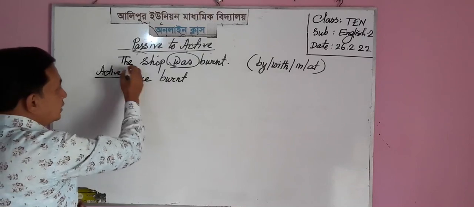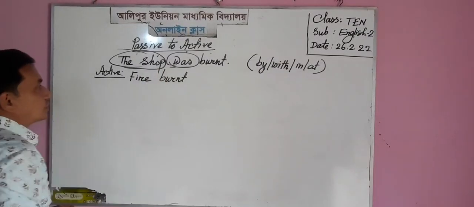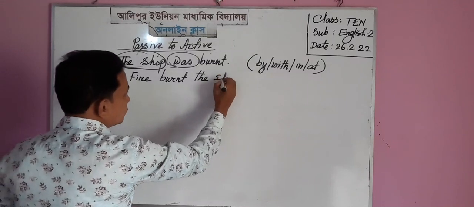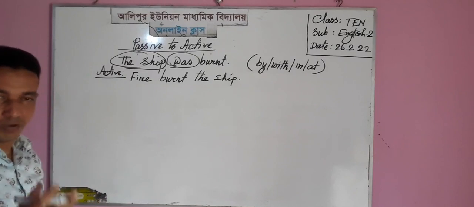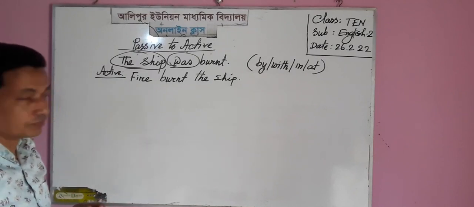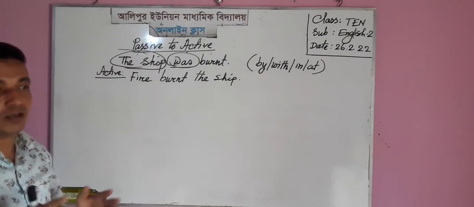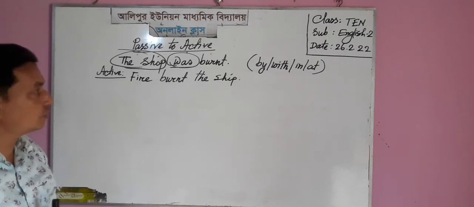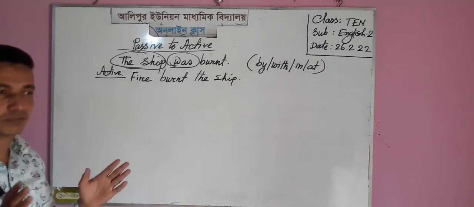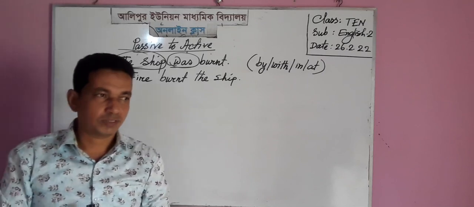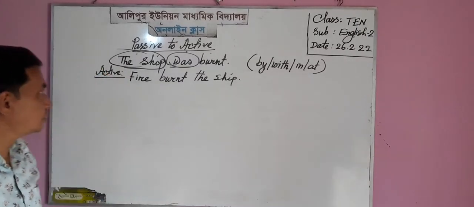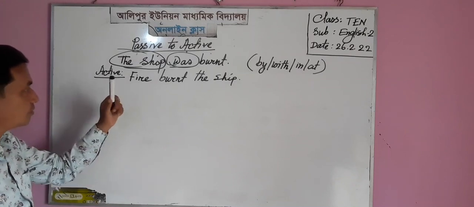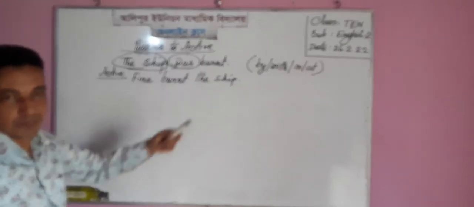fire burnt, and then the subject would be the object. So the sheep is a noun, so there is no change in this subject. We know that there is no changing of noun form. When the subject or object is a pronoun, then it may be changed. But when the subject is a noun, there is no changing of this subject or object. Okay, dear students. So the active voice is: fire burned the sheep.